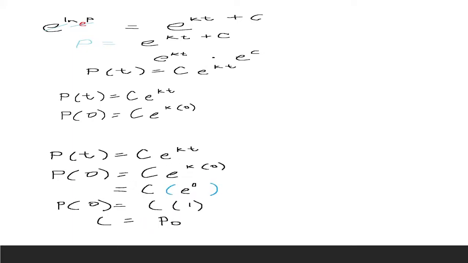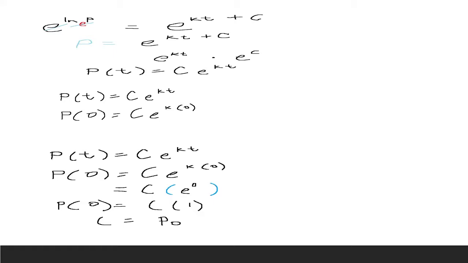Now starting with this equation, we're going to calculate P of 0. So let's replace t with 0. This is going to be C e to the k times 0. k times 0 is simply 0, so this is going to be C e to the 0. Now anything raised to the 0 power is equal to 1. So therefore P of 0 is C times 1, so C is the initial value. It's the population at t equals 0, so we could say C is basically P initial.